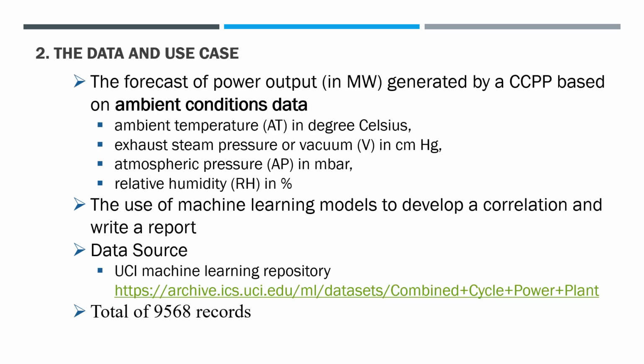In this project, the power generated by CCPP will be forecasted by using ambient condition data of temperature, pressure, relative humidity, and exhaust vacuum pressure. The machine learning models, regression models, and neural network will be used to develop a correlation, and also a report will be written to be handed over to the client. The data was downloaded from a UCI machine learning repository. The link is given below. It had a total of 9,568 records.